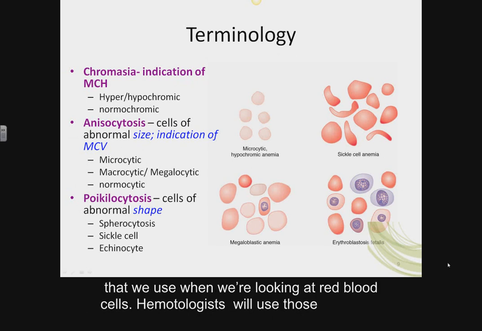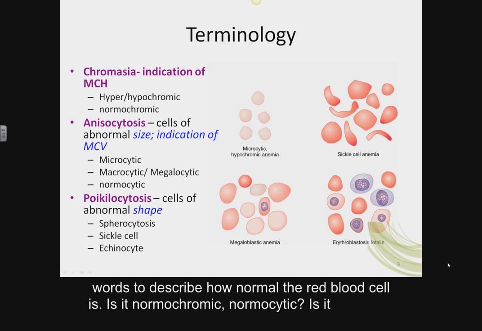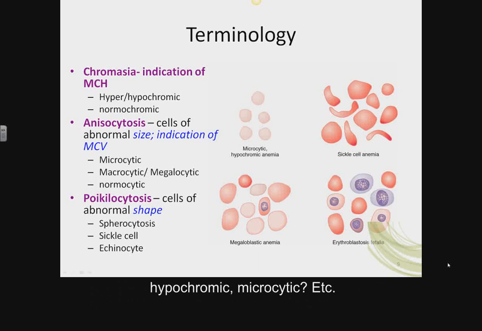So these are some good terms that we use when we're looking at red blood cells. Hematologists will use these words to describe how normal the red blood cell is. Is it normochromic, normocytic? Is it hypochromic, microcytic, etc.?